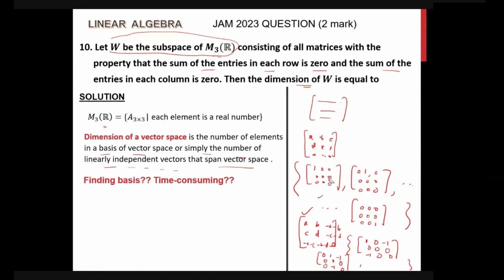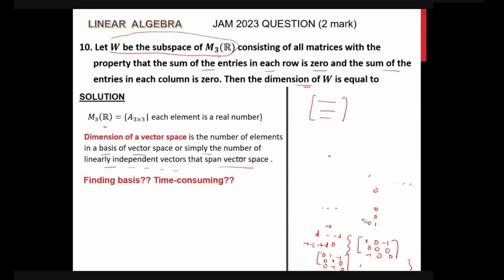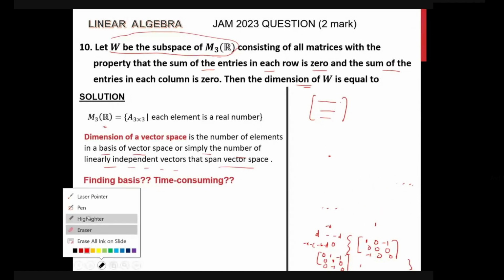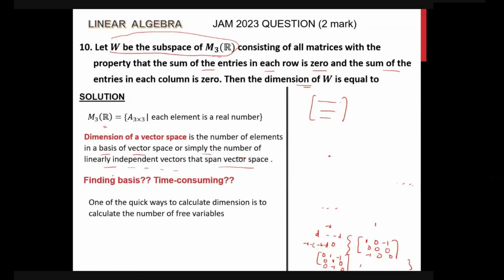In order to find the dimension of a vector space, you have to find the number of free variables. First of all, I will show you that. What is dimension? One quick way to calculate the dimension is to count the number of free variables. For M3 of R, we find that the dimension is 9, right? Why is it 9?